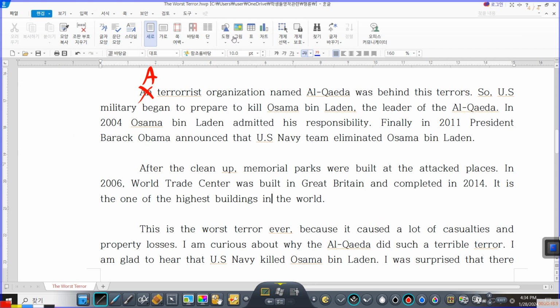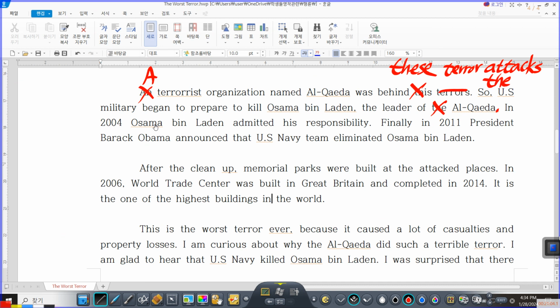A terrorist organization named Al Qaeda was behind this terror. 그러면 these로 가고요. terror로 가고요. attacks. terror attack 이렇게 갑시다. 테러 공격. So 그래서 the U.S. military began to prepare to kill Osama bin Laden, the leader of the Al-Qaeda. 얘도 the를 왜 줬지? 위는 안 붙였잖아. 통일성에 대해서 신경을 좀 씁시다.